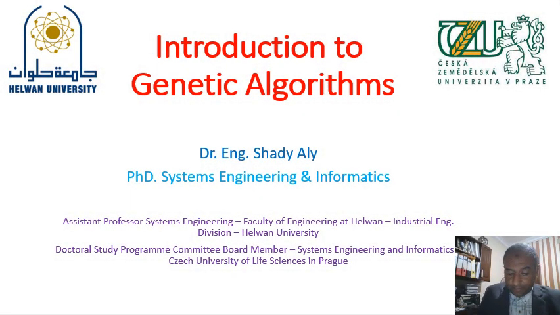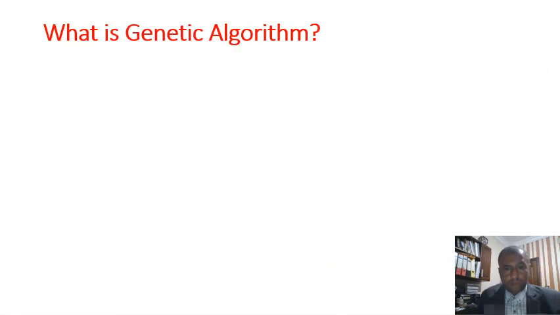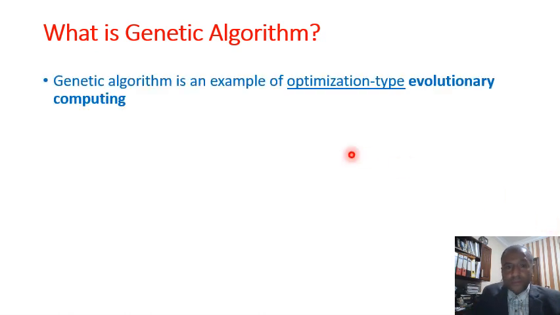Algorithm gene. What is genetic algorithm? First of all, genetic algorithm is a typical example of evolutionary algorithm or evolutionary computing. It is optimization. What is evolutionary computing? This means that we evolve from a population to a better population.